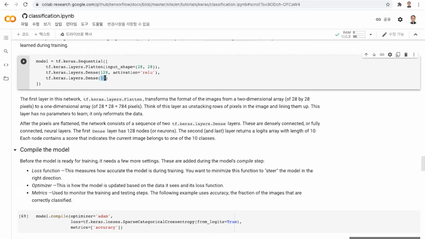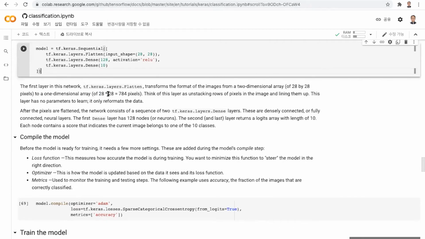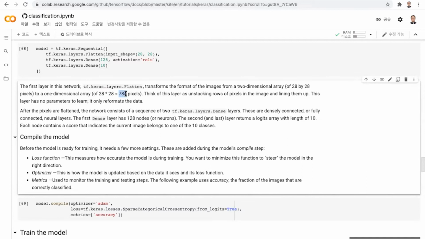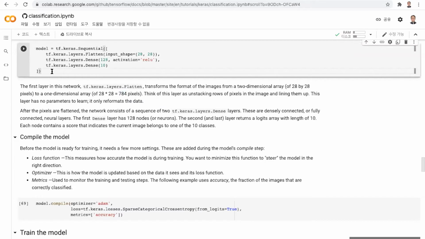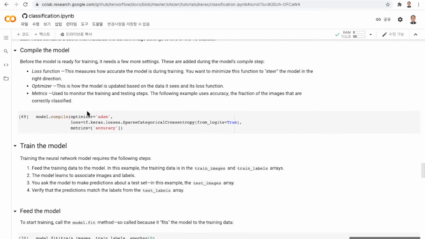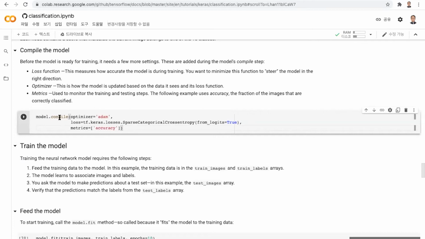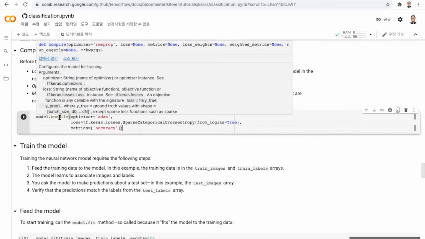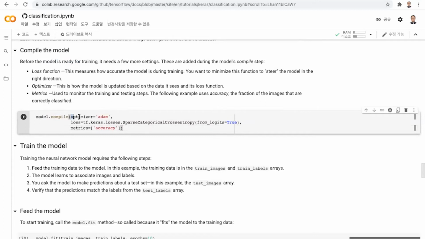So 10 numbers, 10 classes. And okay, so 28 by 28 is 784. Anyway, so we know what it means about the model, and then we need to compile. In order to compile, we need at least 2 inputs. One is the optimizer, the other one is a loss function. Here the optimizer is the same as ours, Adam, and then the loss is different because this is a classification problem.